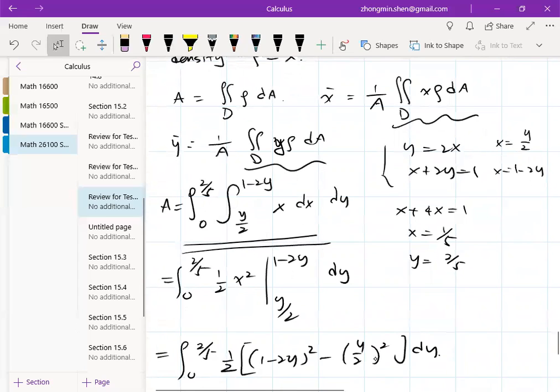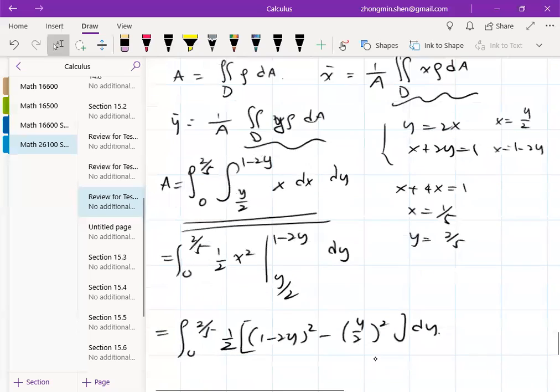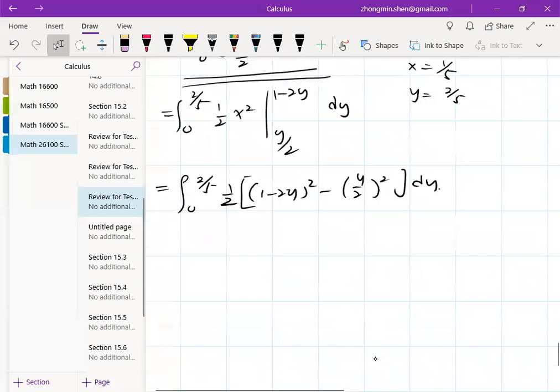Yes. Are we going to be finding a centroid with spherical coordinates? No. It's 2 dimensions only.